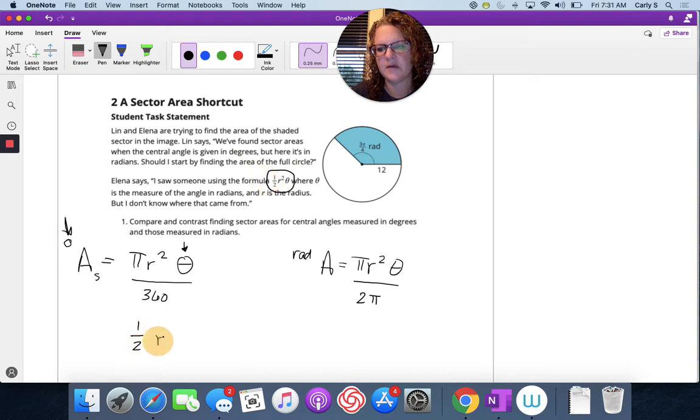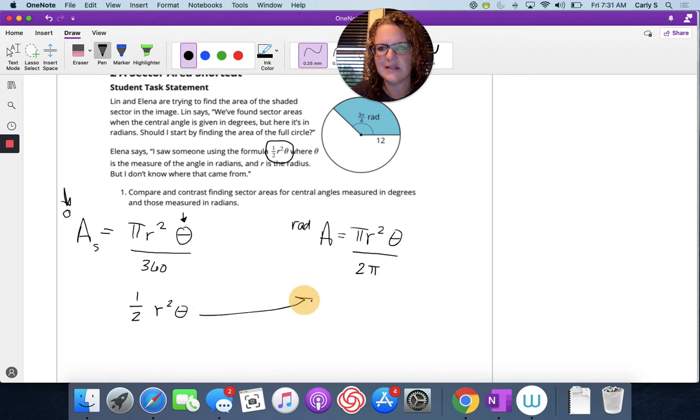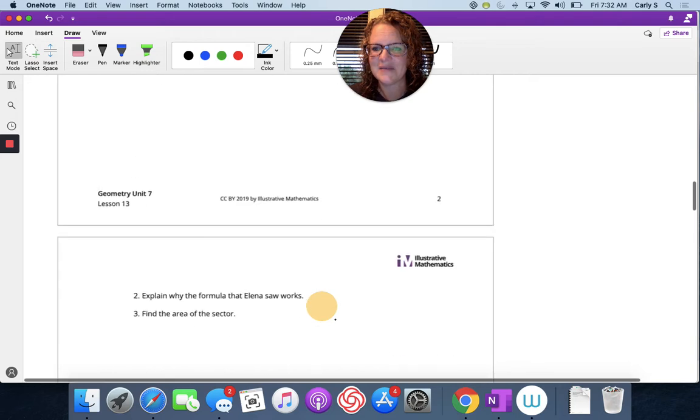1/2 r squared theta, where theta is just the measure of the angle in radians. So if I look at this one, duh. If I simplify this formula, those cancel out, and I'm left with 1/2 r squared theta. Okay? It works. There's always a mathematical reason. It just needed to smack me in the forehead a little bit. All right, let's move on.